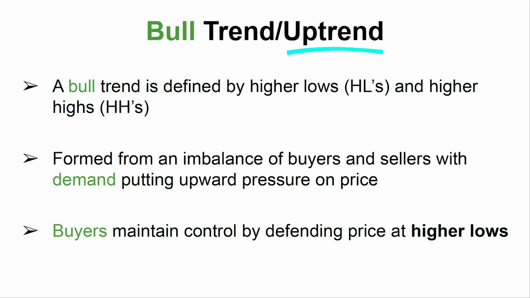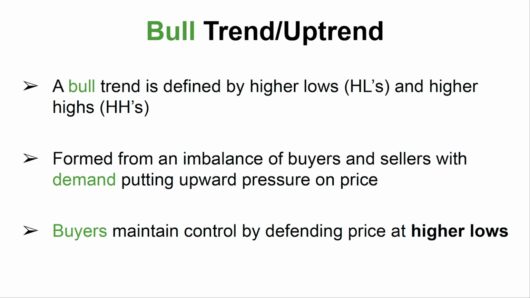Uptrends are interchangeable with bull trends, and the most basic components of a bull trend are defined by higher lows and higher highs. A bull trend forms from the imbalance between buyers and sellers, with demand putting upward pressure on price. In this type of trend, buyers maintain control and exert their strength by defending price at higher lows. This type of market lasts until a supply zone is met, where buyers tap out and suffer exhaustion.